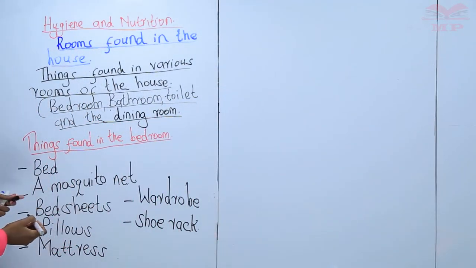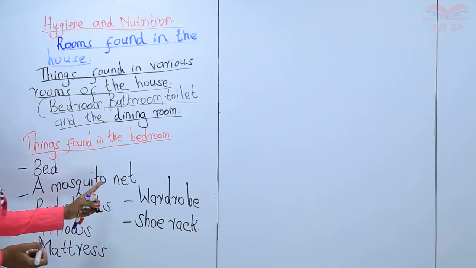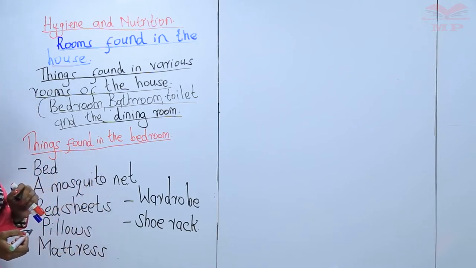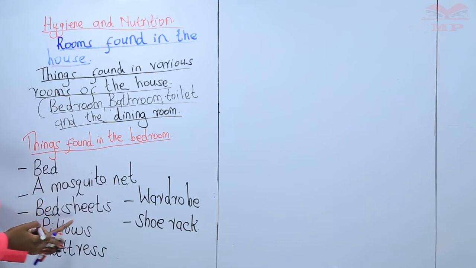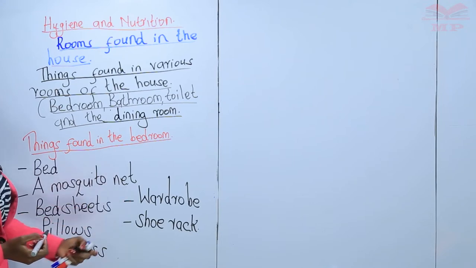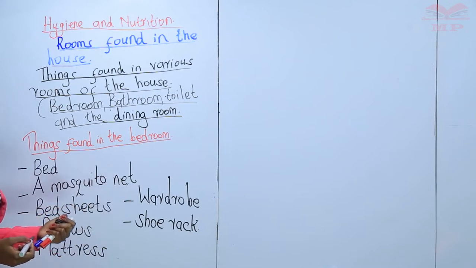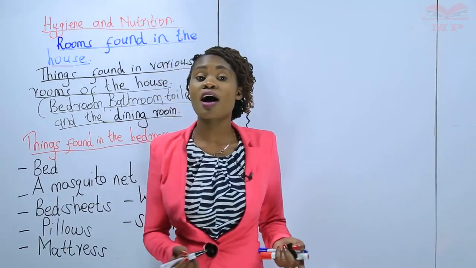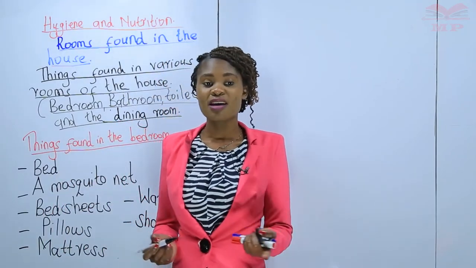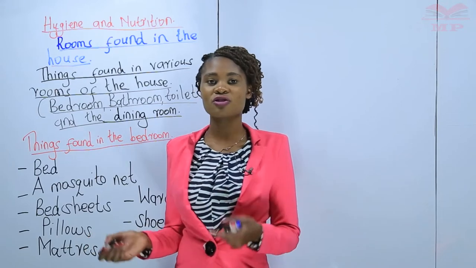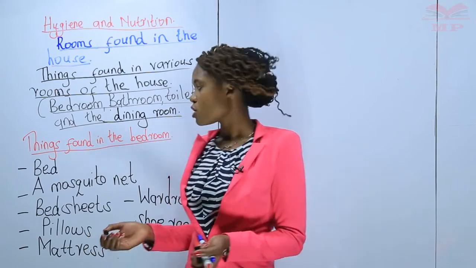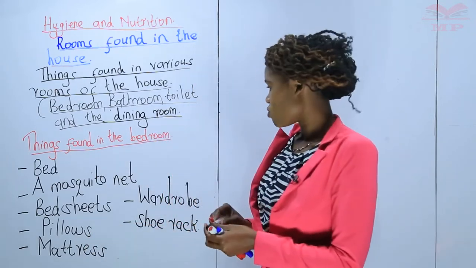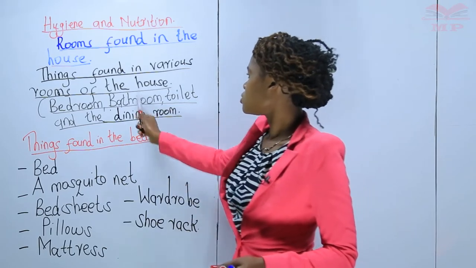We have a bed, a mosquito net. Make sure that you write the word mosquito net. If you just write net alone, you'll not get the correct answer. Then we have bed sheets, pillows, mattress, a wardrobe, and a shoe rack. We also have bed lamps. A bedroom can have bed lamps. And there are some people who have televisions in the bedroom. So it depends on how your bedroom looks. So let's go to the next room.